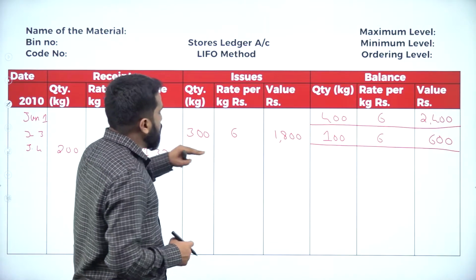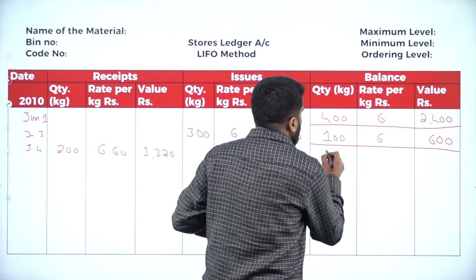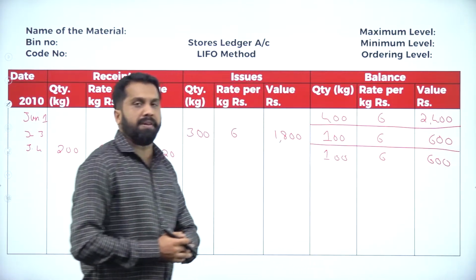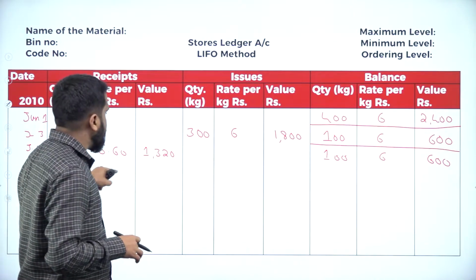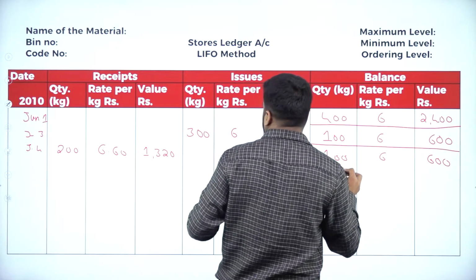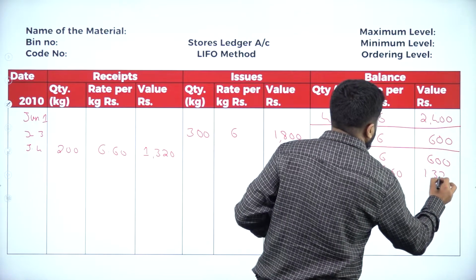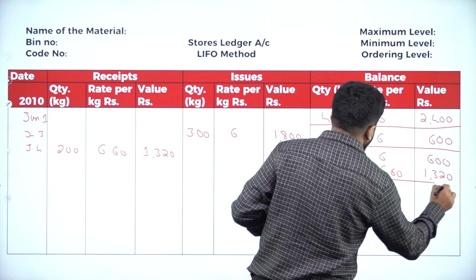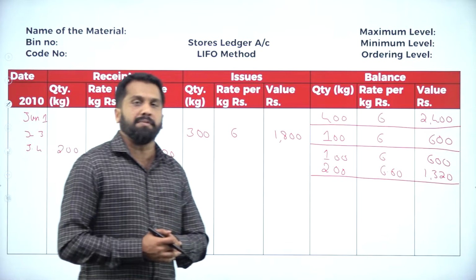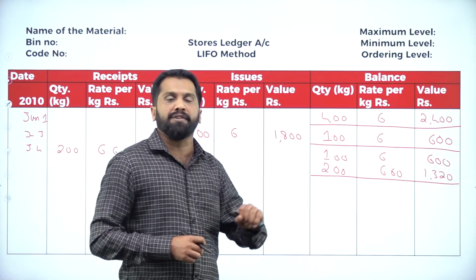Now, before we copy, what should we do? We should copy the old one. Old one is how much? 100 multiplied by 6, it is 600. After copying the old one, now we have to add the present unit. Now, it is how much? 200 at 6.60 at 1320. Now, this is done. For any purchases or receipts, always remember we have to copy the old one. Later, the present one we should fix or add.